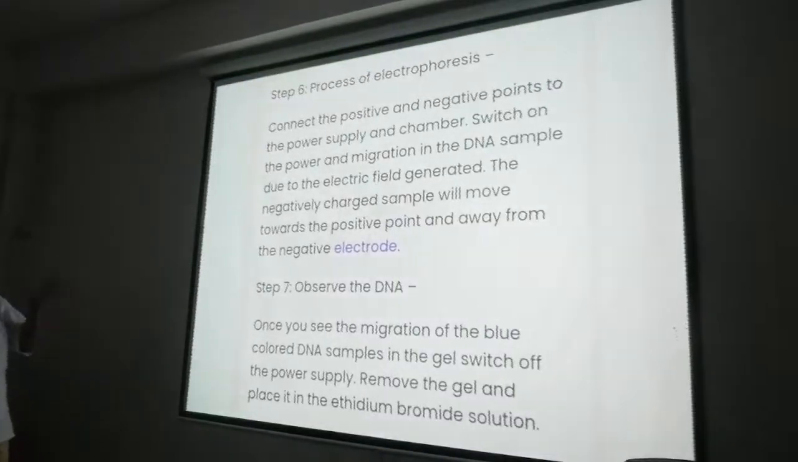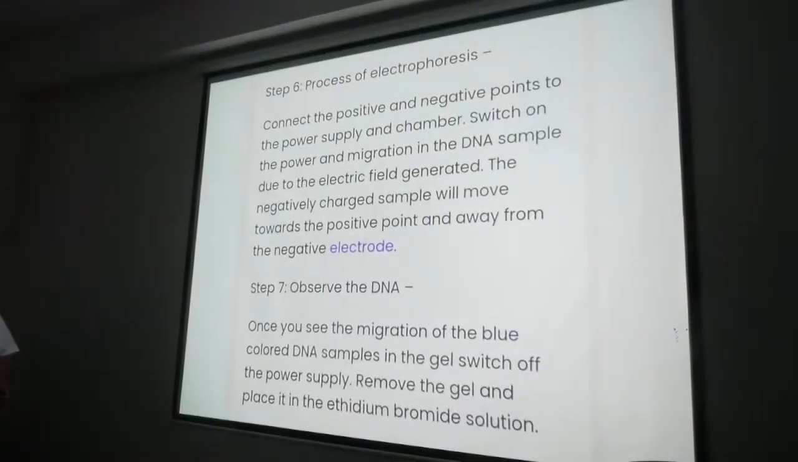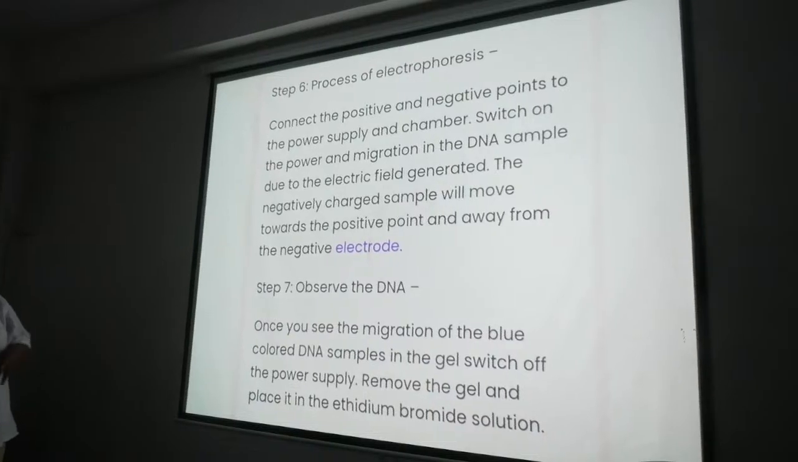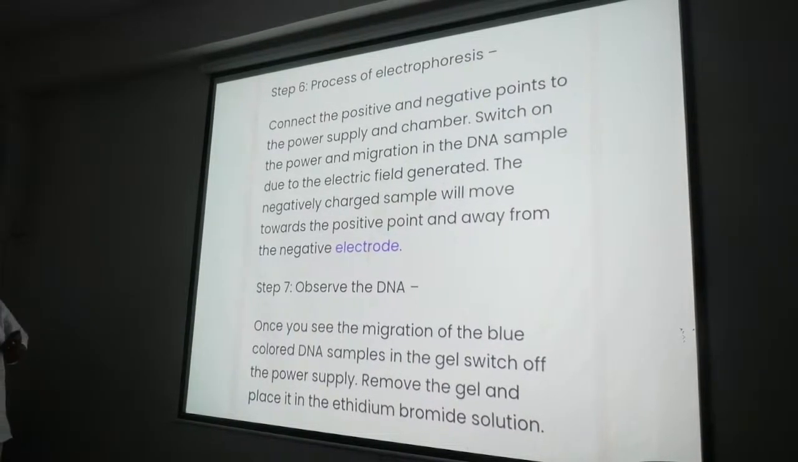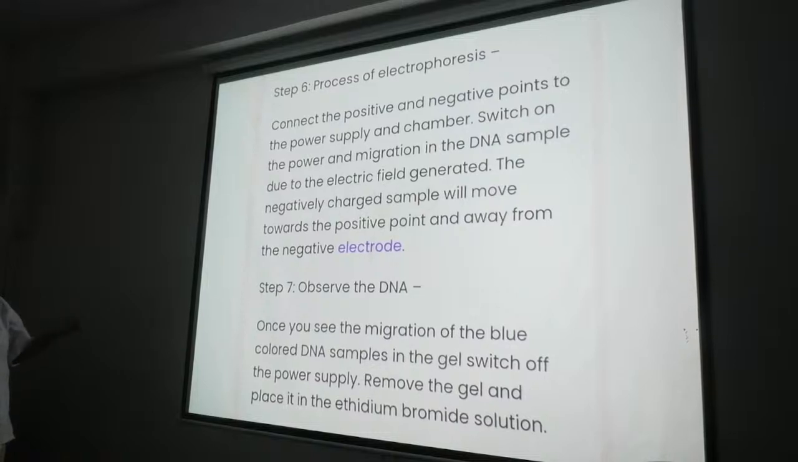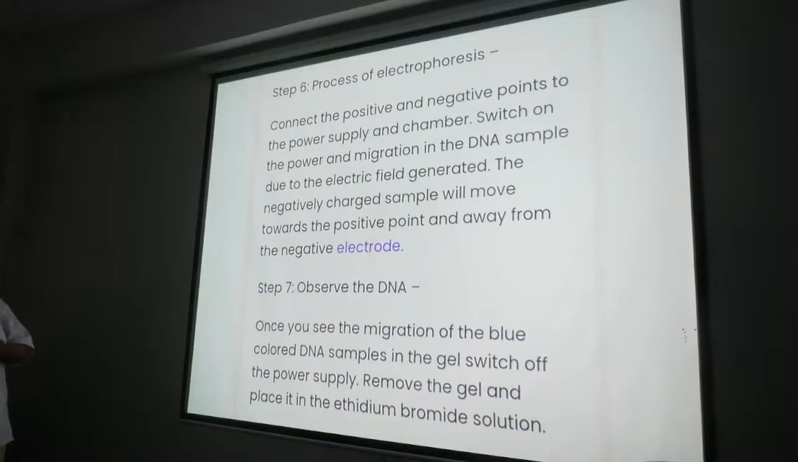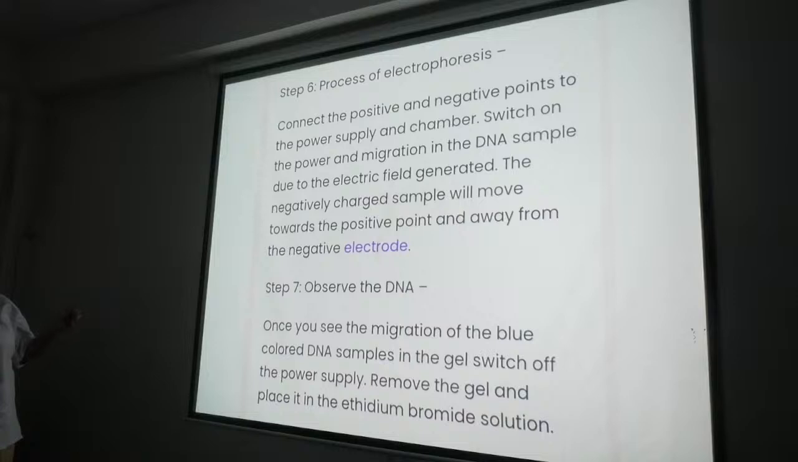Process of electrophoresis: connect the positive and the negative points to the power supply and chamber, and switch on the power. The DNA sample migrates due to the electric field generated, and the negatively charged sample will move towards the positive electrode and away from the negative electrode.